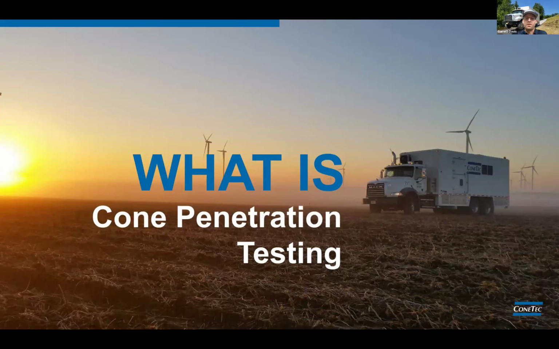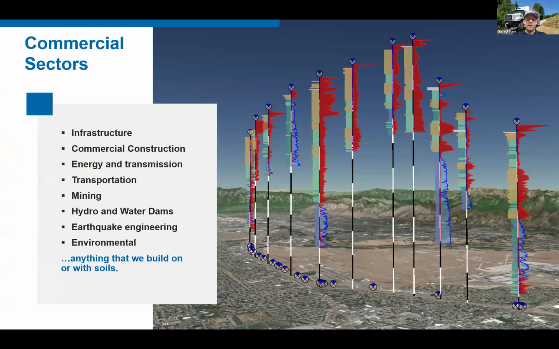Cone penetrometer testing is a geotechnical investigation method used to determine properties of soil in situ. It involves pushing a cone-shaped probe into the ground at a constant rate and collecting data. Where can you use CPT? Anywhere soils exist. It can be deployed on various sites, from construction sites to environmental cleanups, bridges, dams, buildings, etc.